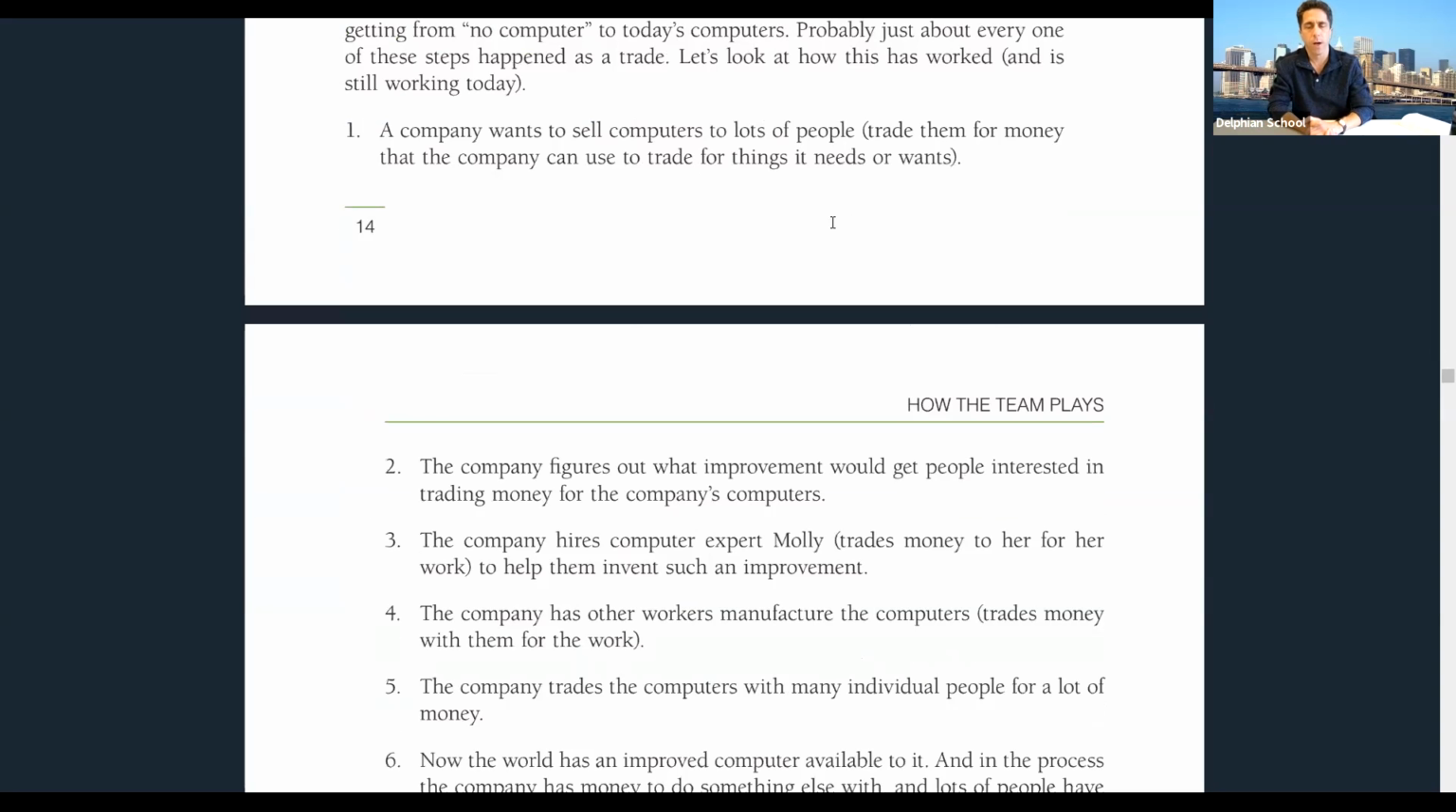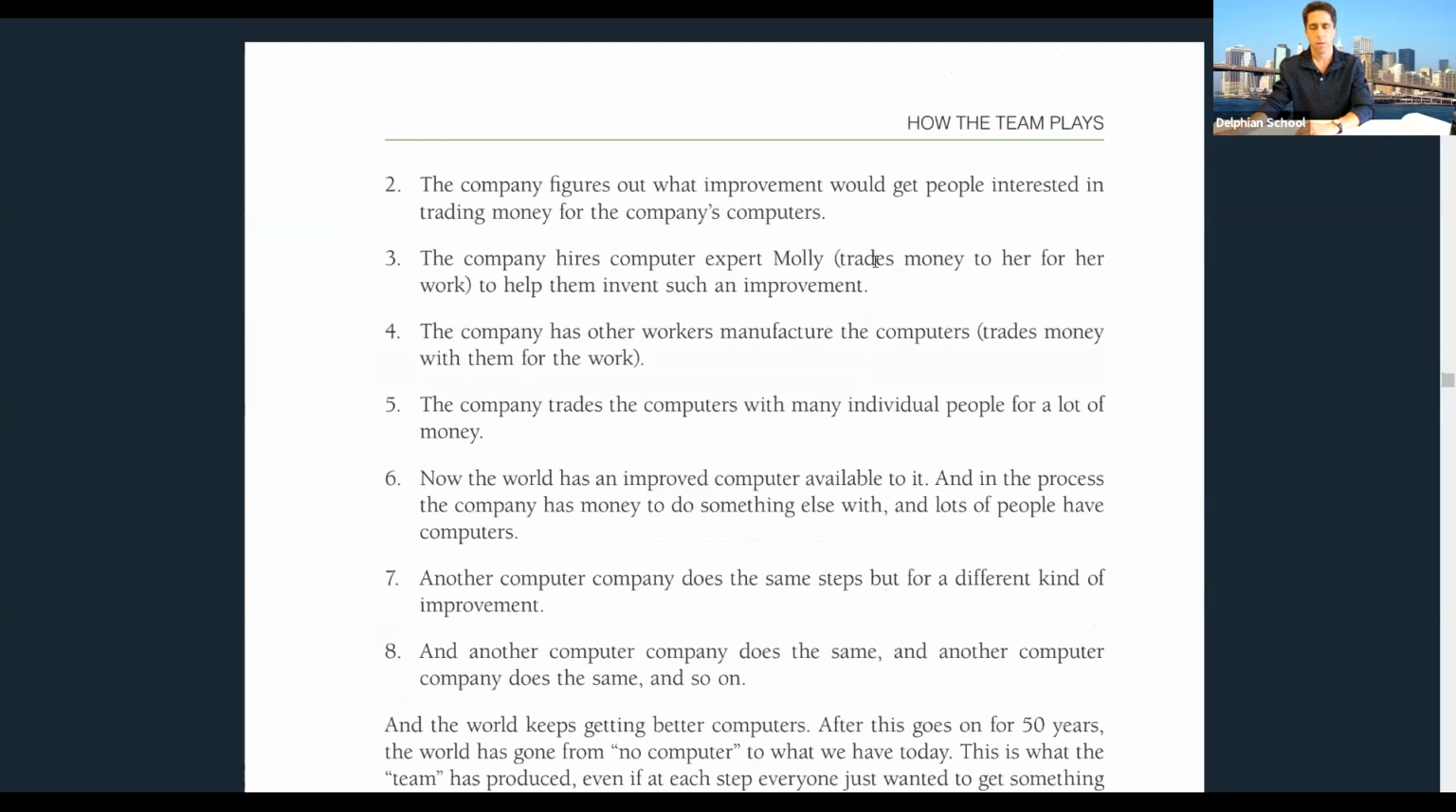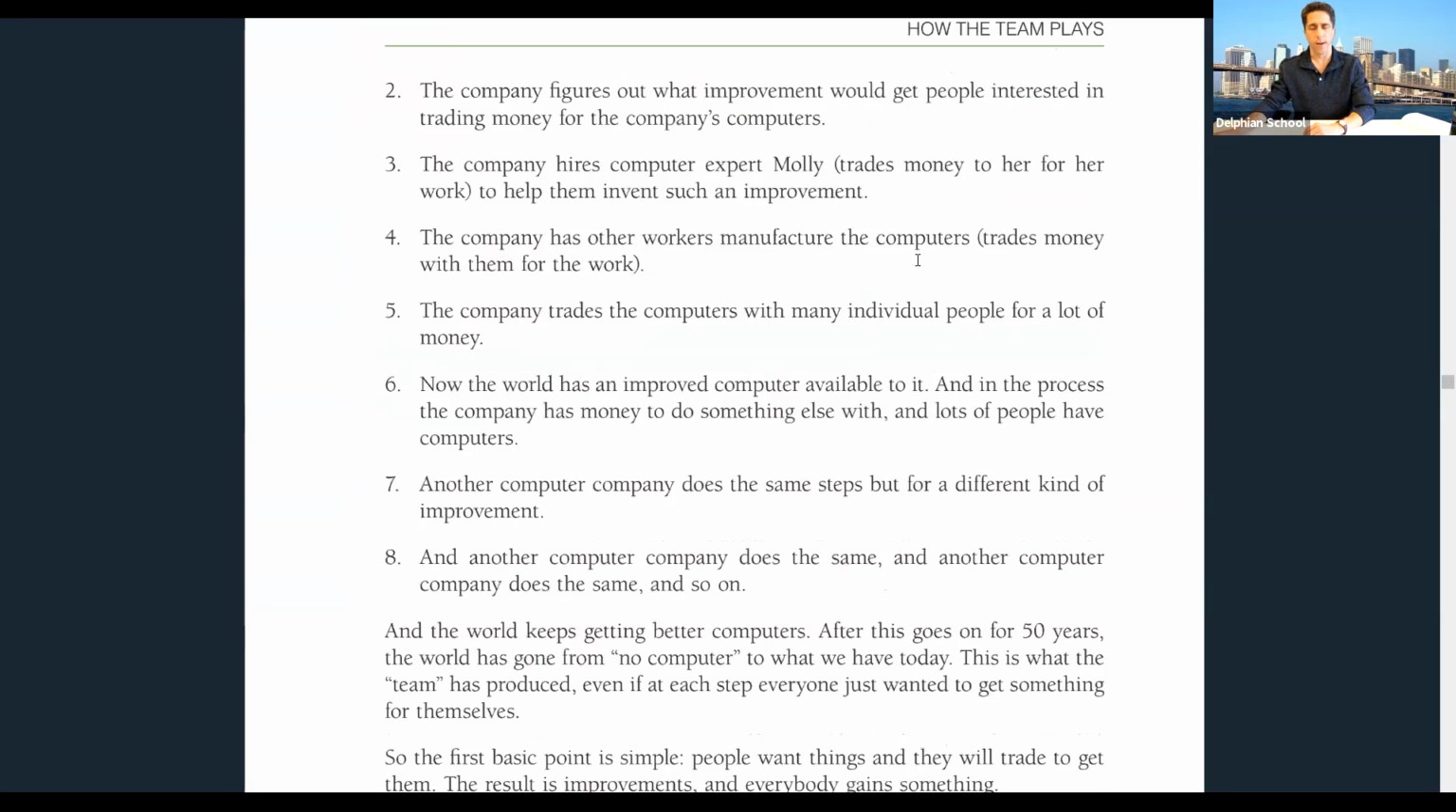One, a company wants to sell computers to lots of people, trade them for money that the company can use to trade for things it needs or wants. Two, the company figures out what improvements would get people interested in trading money for the company's computers. Three, the company hires a computer expert, Molly, and trades money for her work to help them invent such an improvement. Four, the company has other workers manufacture the computers and trades money with them for the work. Basically their paycheck, right?